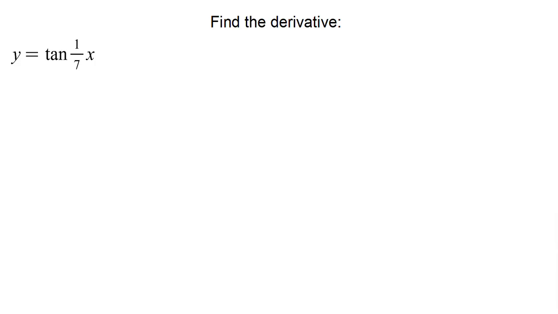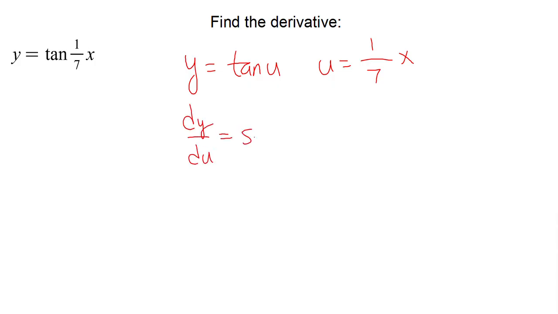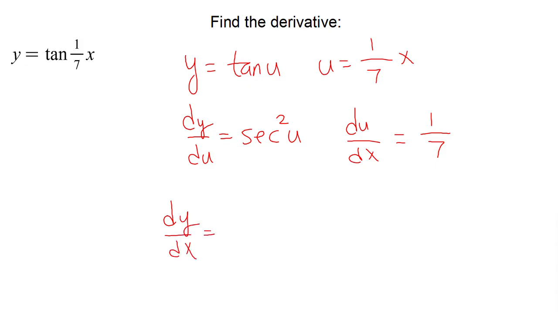For our third one here, we've got the tangent of 1/7 x. So again, this is the exact same process. This is y equals the tangent of u, with u equal to 1/7 x. The derivative of tangent is another one you should have memorized. It's secant squared. So derivative of tangent is secant squared u. And the derivative of u with respect to x, that's just 1/7. So multiply them together, and your final answer should be dy/dx equals 1/7 secant squared of 1/7 x.